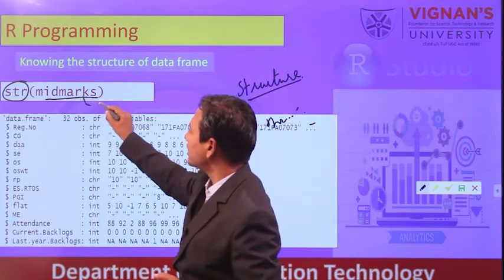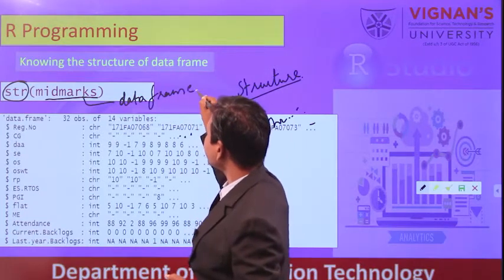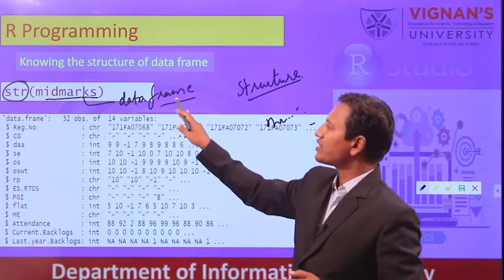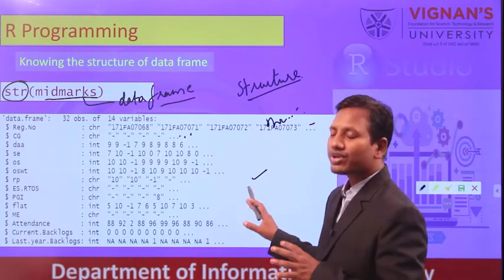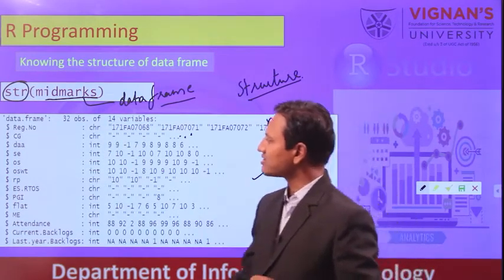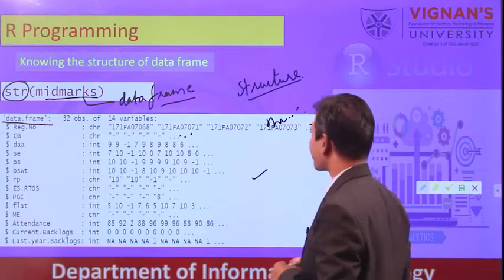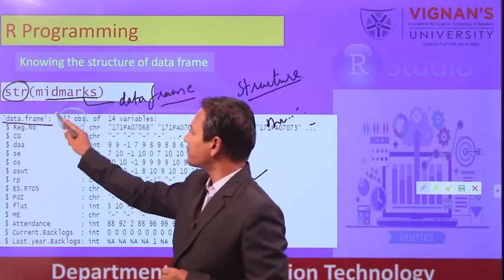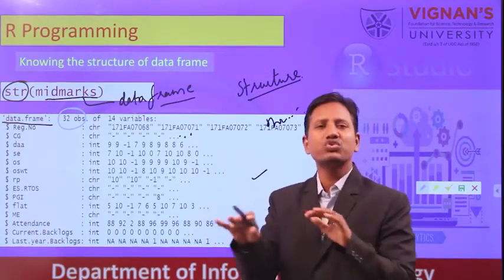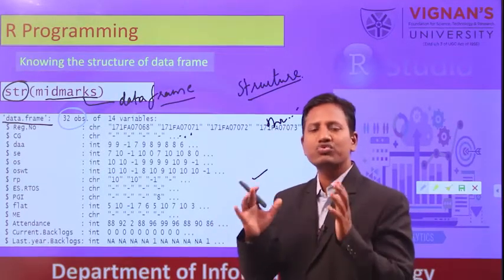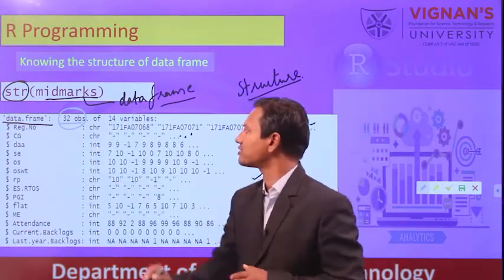So that variable is mid-marks. This is actually a data frame. So this data frame structure we wanted to see, and the output is going to be in this format. If we closely observe this output, the first line tells us what it is. It is a data frame. It's clearly showing. And how many objects we have? 32 objects. So in that file we have 32 records, or 32 students' mid-marks stored. Because of that, it is showing 32 objects.